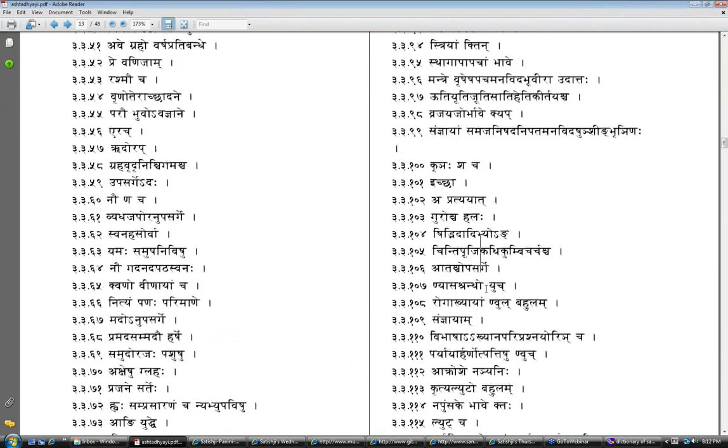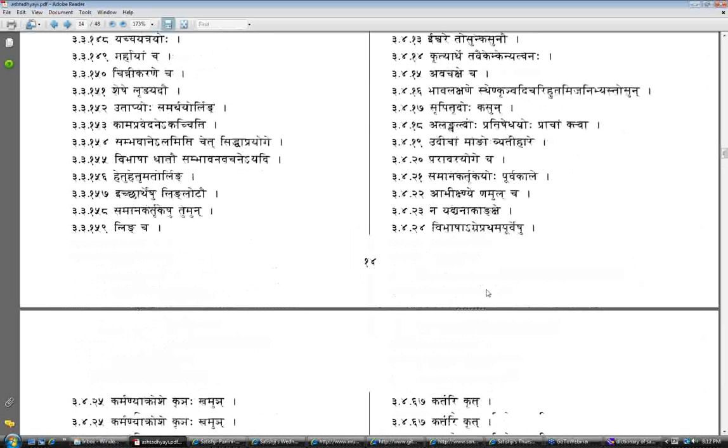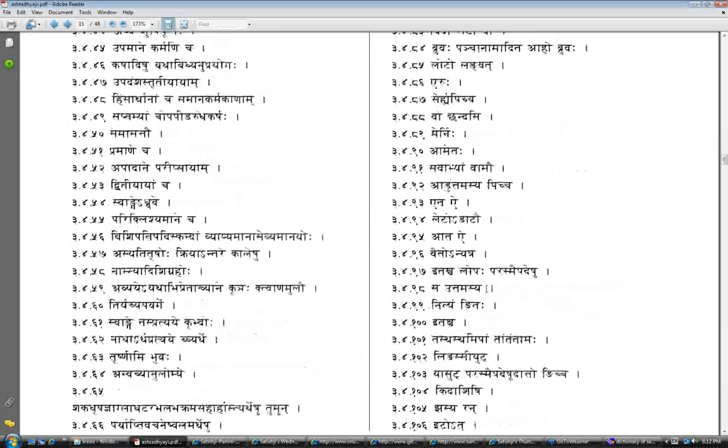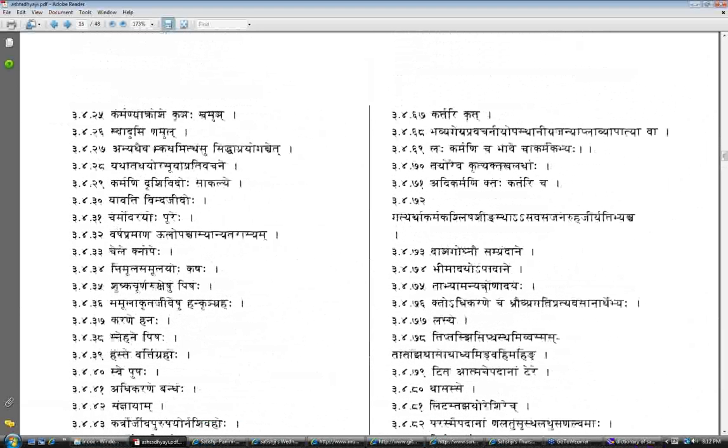Now let me also tell you one more thing: in 3.4.67 Panini says kartari krut. So all krut pratyayas are by default kartari arthe. But the 3.3.18, 19, which we saw were apavadas for this, they only say in that section it will be akartari, so it cannot be used. And 3.3.106 comes in that section.